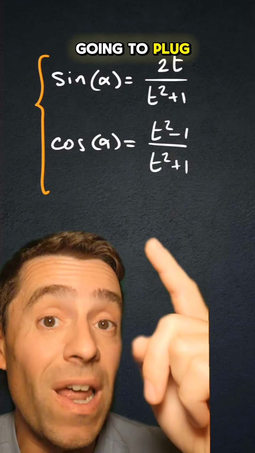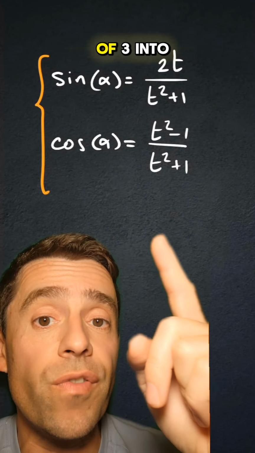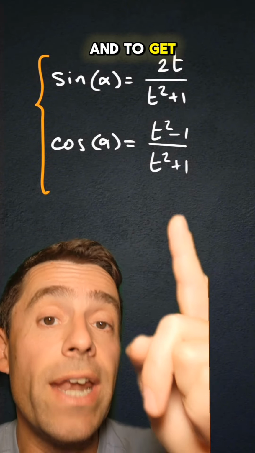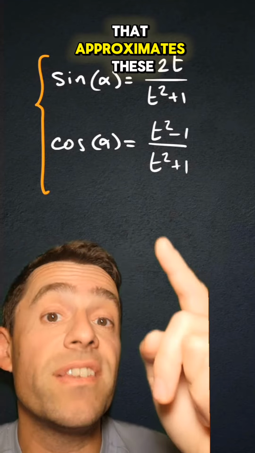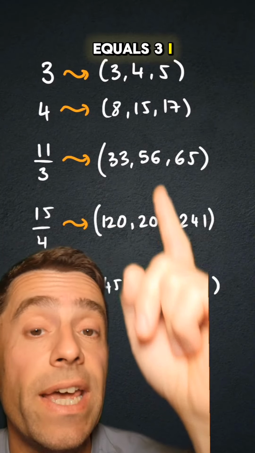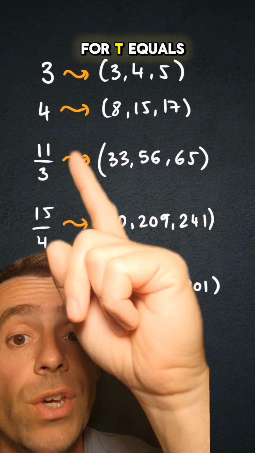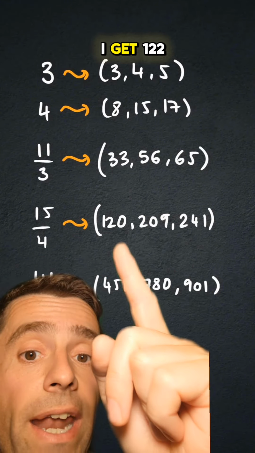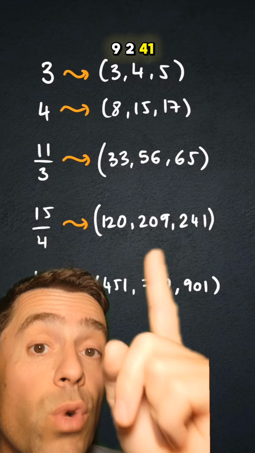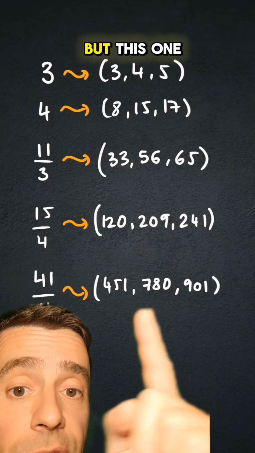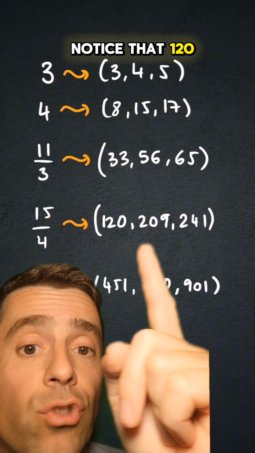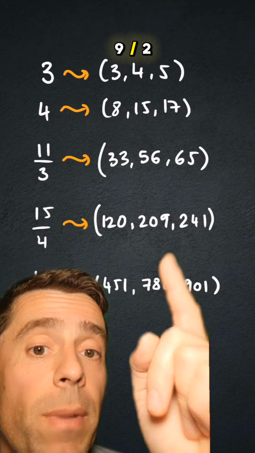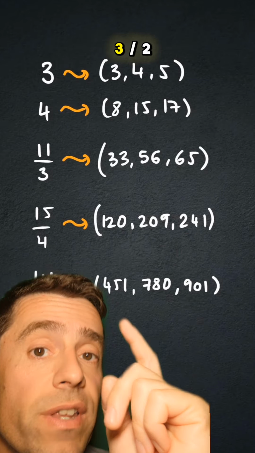And now I'm going to plug in the rational approximations of 2 plus the square root of 3 into these formulas to get values of sine of alpha and cosine of alpha and to get a Pythagorean triple that approximates these values. And for t equals 3, I get the 3, 4, 5 Pythagorean triple. For t equals 4, I get the 8, 15, 17, and so on. And for 15 over 4, I get 120, 209, 241, which is the one I used for the approximation, but this one is better. And notice that 120 divided by 241 is really close to a half, and 209 divided by 241 is really close to the square root of 3 divided by 2.